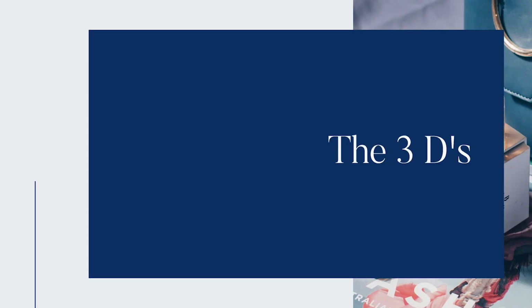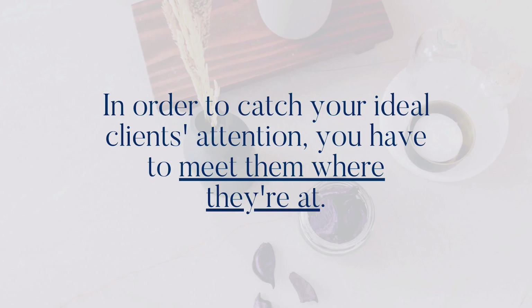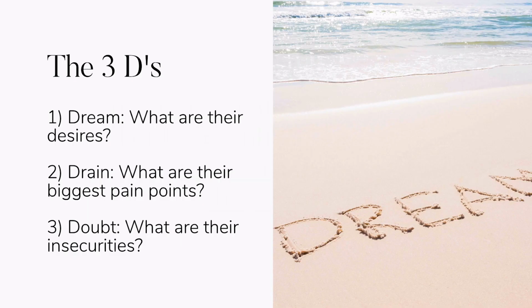Now, the next part you really want to get clear on in order to nail your sales through Instagram stories is what I call the 3 Ds. In order to catch your ideal client's attention, you have to meet them where they're at. The 3 Ds are the 3 most important things that your ideal clients are thinking about. Number 1, it's the dream, so their desires. Number 2, it's the drain, so their biggest pain points. And number 3 are their doubts or their insecurities.